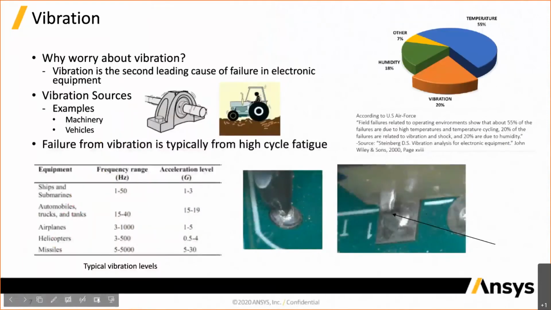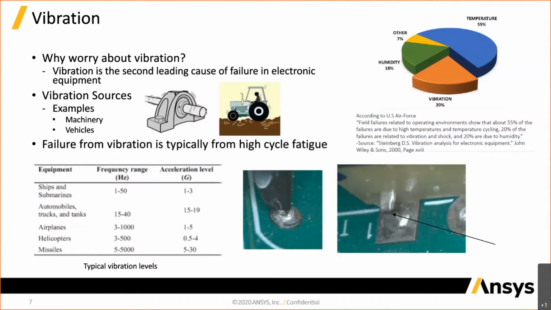So why do we worry about vibration? Well, it's right after temperature cycling. It's the next reason electronics fail. And it's a high cycle fatigue type failure. You'll see leads breaking. You'll see where the lead goes into the board, it cracking right there for a through-hole part.